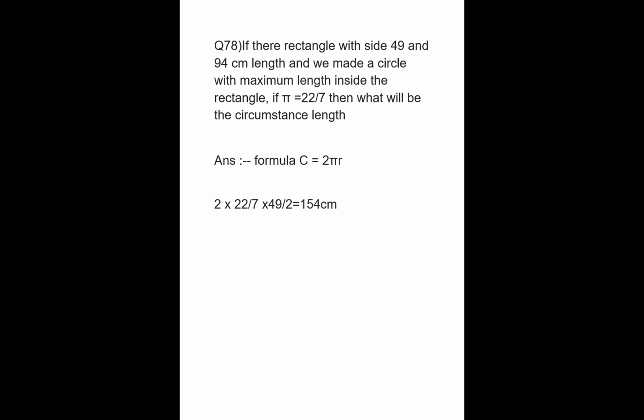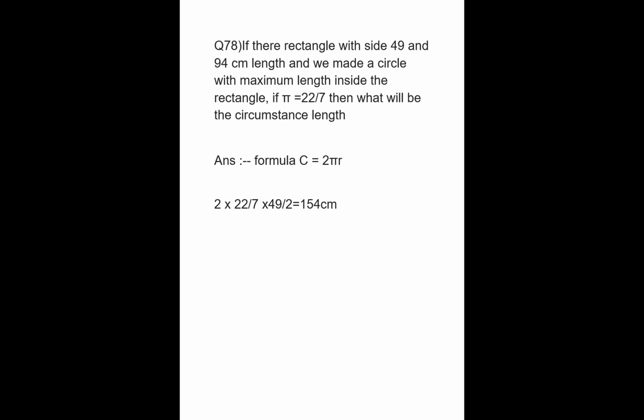And this is a general aptitude question. If there is a rectangle with sides 49 and 94 centimeters respectively, we have to make a circle of maximum size inside that rectangle. If the pi value is 22 by 7, then what will be the circumference? So we have to calculate the length. First we have to draw the circle.